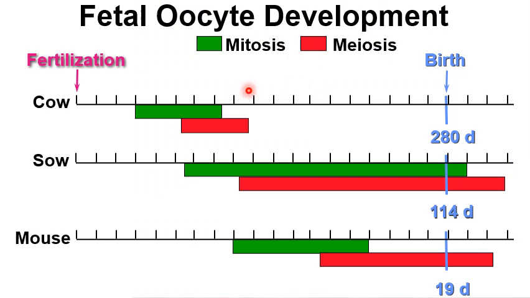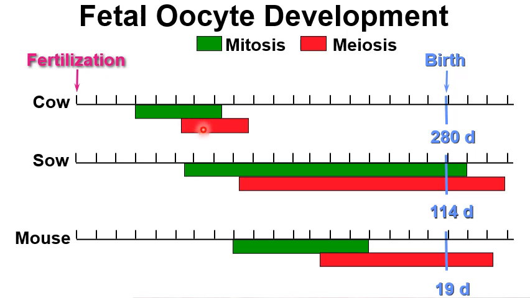This slide shows the fetal oocyte development relative to birth as well as fertilization, and of course the stages in the fetal oocyte development include mitosis and meiosis. For the cow, mitosis and meiosis occur well before birth, and that is at the first third of pregnancy. So the pregnancy or gestation period in the cow takes about 280 days, and before birth, the fetal oocyte has already undergone mitosis and meiosis.